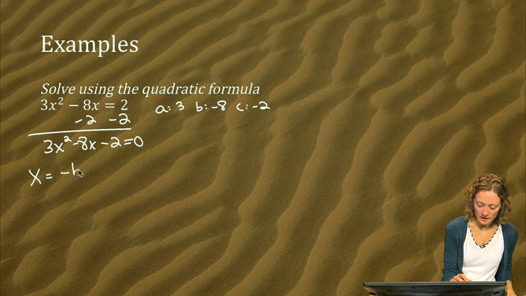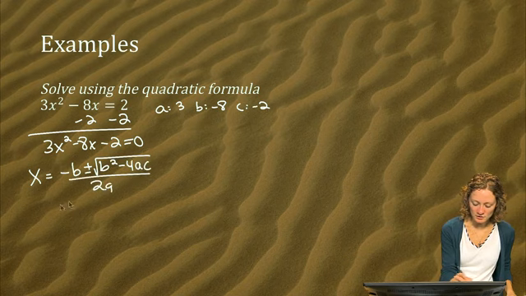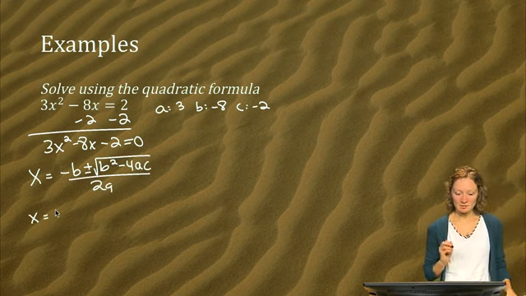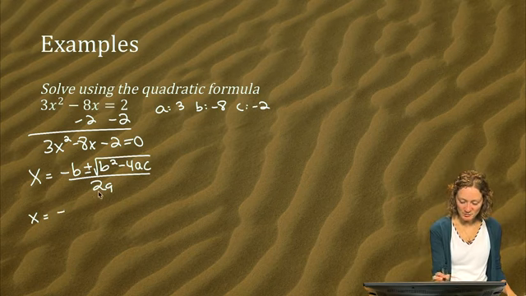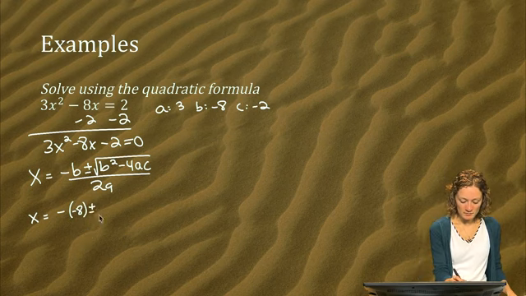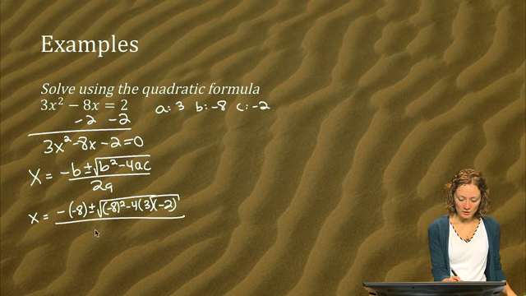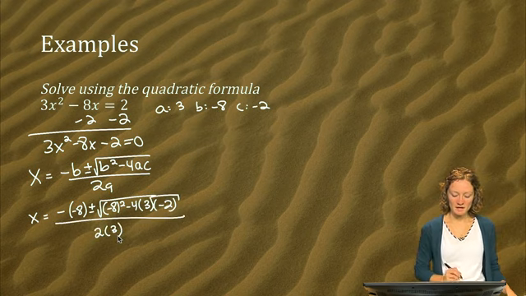x equals negative b plus or minus the square root of b squared minus 4ac all over 2a. And then let's plug them in. So negative b, our b is negative 8, minus negative 8 plus or minus b squared, so negative 8, quantity squared, minus 4 times a, which is 3, times c, negative 2, all over 2 times a, which is 3.